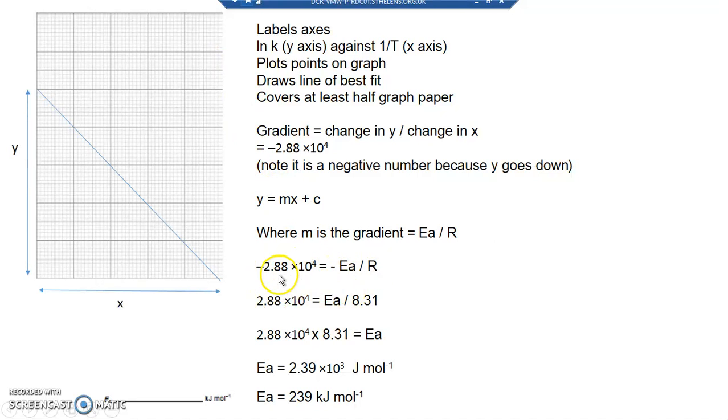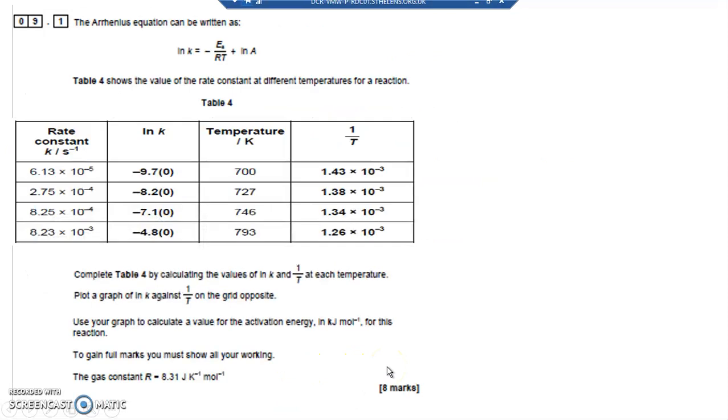So if you reverse both signs, then 2.88 times 10 to the power of 4 equals your activation energy divided by your gas constant, 8.314. Multiply the two numbers together, you get EA, and that is in joules per mole. You know it's in joules per mole because your gas constant is in joules per Kelvin per mole.